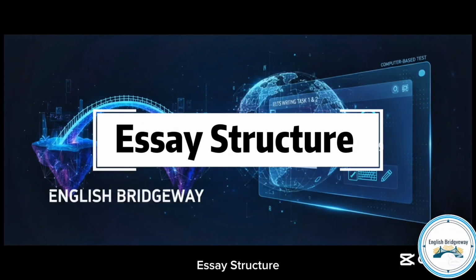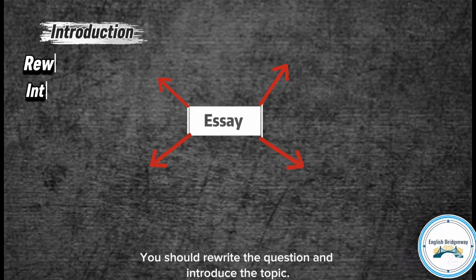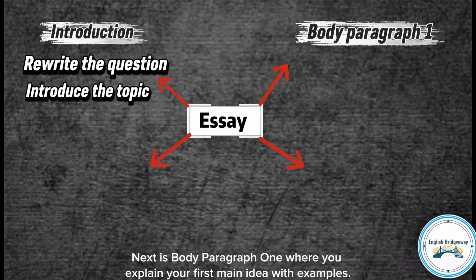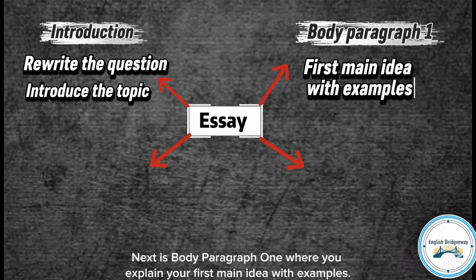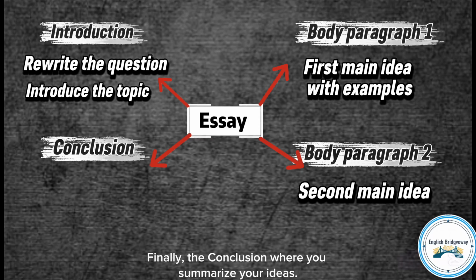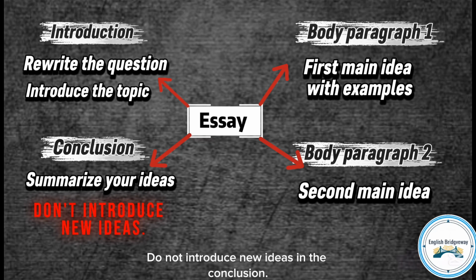Essay structure. A good essay has 4 parts. First is the introduction. You should rewrite the question and introduce the topic. Next is body paragraph 1 where you explain your first main idea with examples. Then body paragraph 2 where you explain your second main idea. Finally, the conclusion where you summarize your ideas. Do not introduce new ideas in the conclusion.